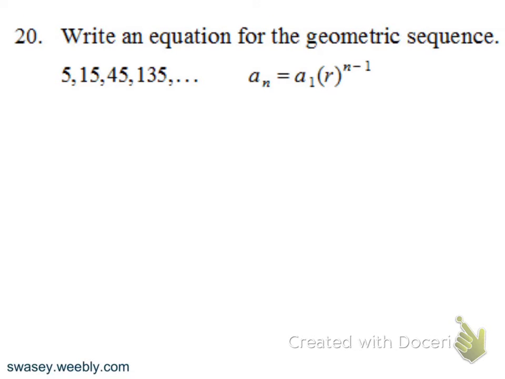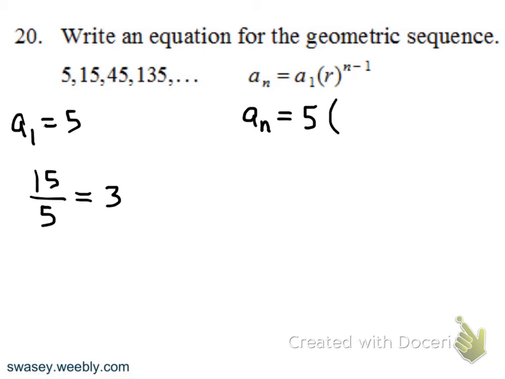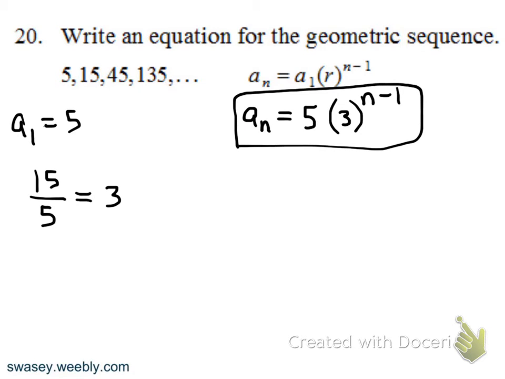Alright, number 20, we've got to write an equation for the geometric sequence. A sub 1, that's the first term. So our first term here is 5. Common ratio, we'll do the second divided by the first, and we get 3. Now, we're told it's a geometric sequence, so we don't have to check them for all the different terms. First term's 5, common ratio is 3, and n minus 1. The n will stay in your equation.